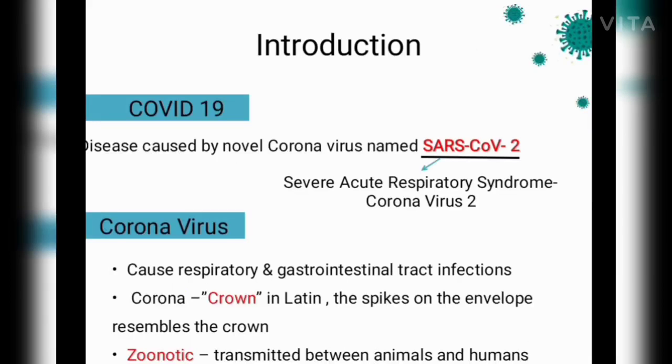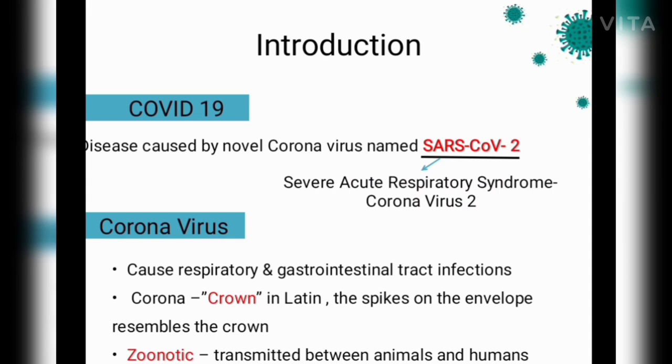What is COVID-19? COVID-19 is a disease caused by a novel virus named SARS-CoV-2, which is a member of the coronavirus family. The virus got its name because it causes severe acute respiratory syndrome, which is similar to the one caused by the infection in 2003.